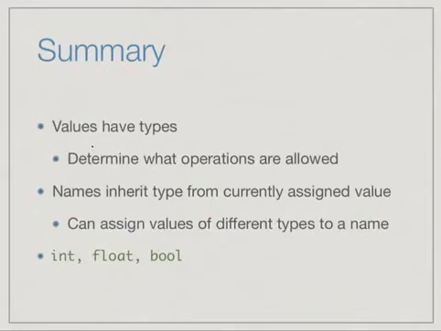i will have a type depending on what it's assigned. So a name inherits the type from its currently assigned value, and its type can change as the program evolves depending on what values have been assigned. So what we have seen in this particular lecture are 3 basic types: int, float, and bool. As we go along this week, we will see more types with interesting structures and interesting operations defined on them.